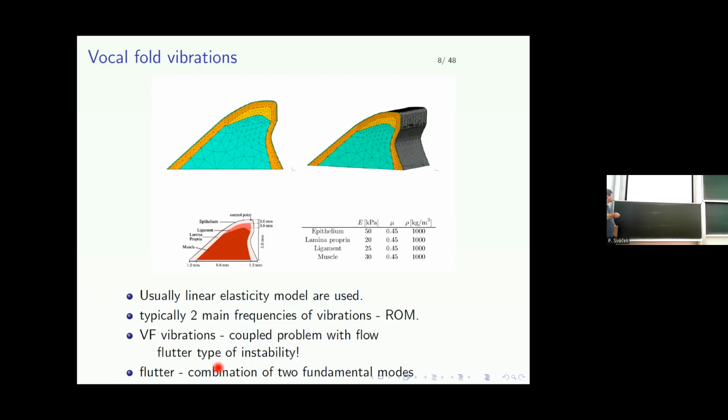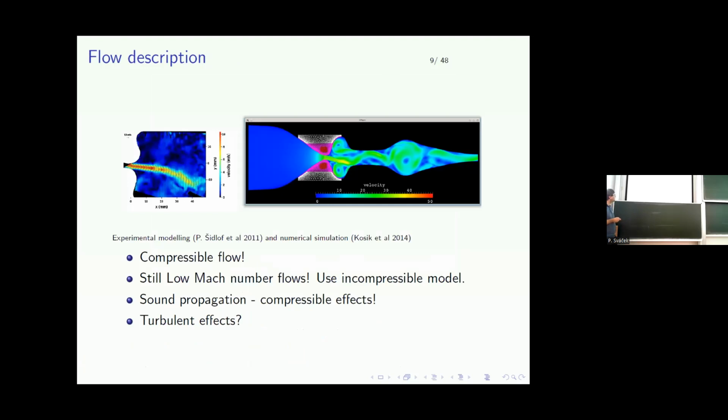The flutter frequency is then obtained as a combination of two fundamental modes. Typically, the two modes are the vertical displacement and a kind of rotation, so motion up, to the right, to the left, with rotation included.